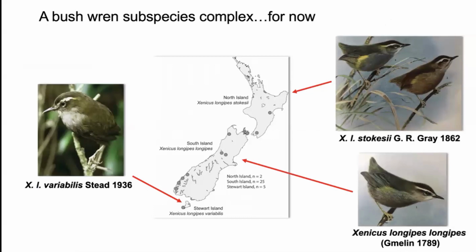So one of our species is the bush wren. There's a North Island subspecies, stokesii. There's a South Island subspecies, longipes, and there's a Stewart Island or Big South Cape subspecies, variabilis. And so these species are really tied to forest.